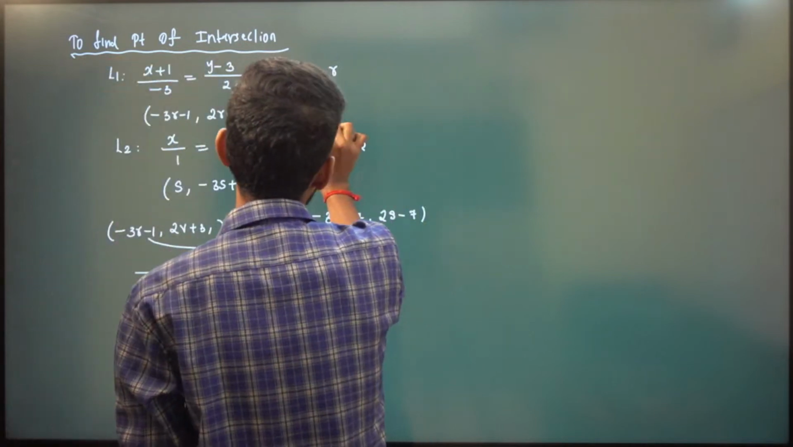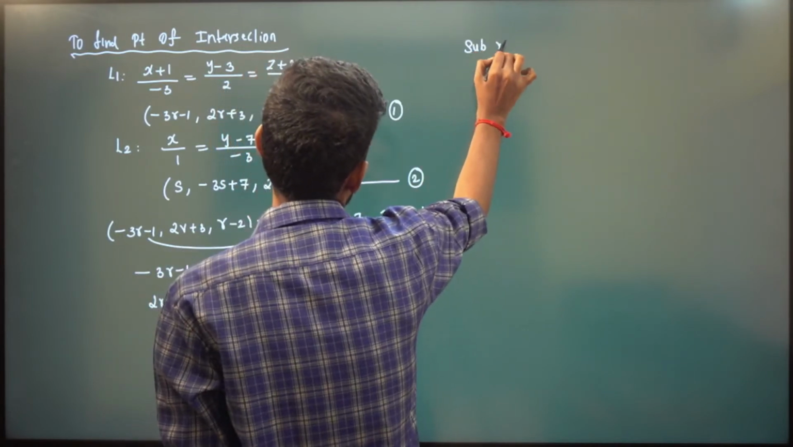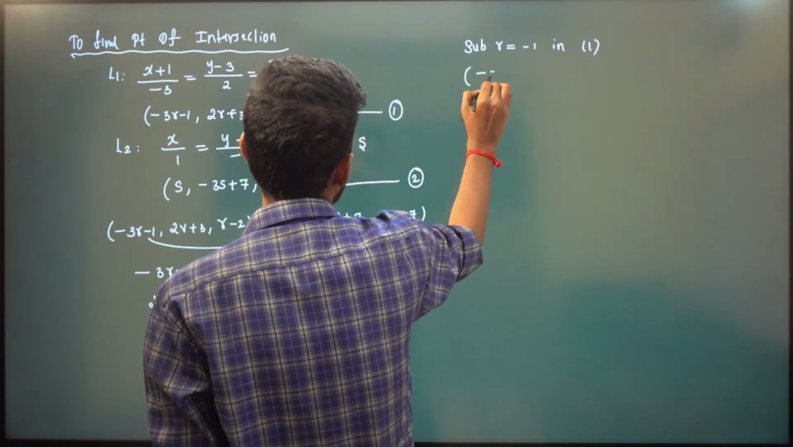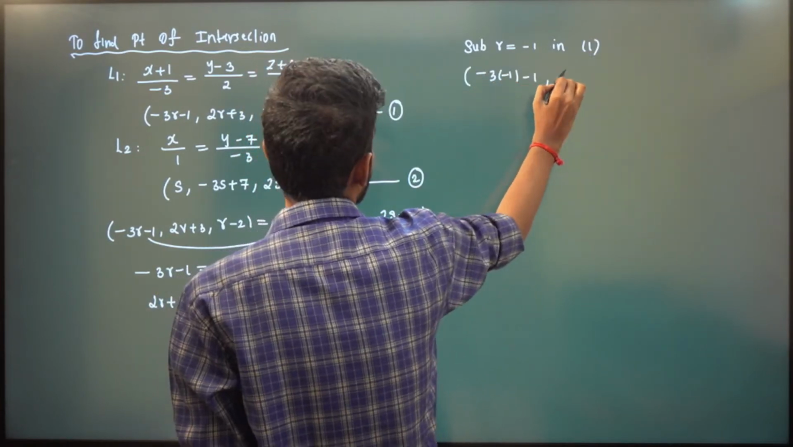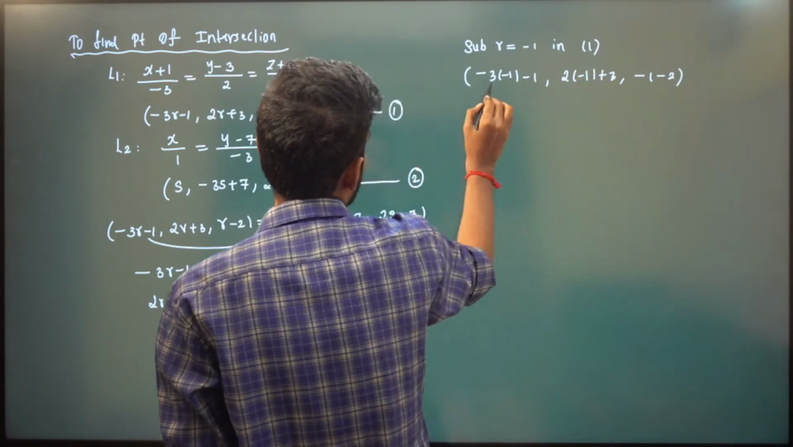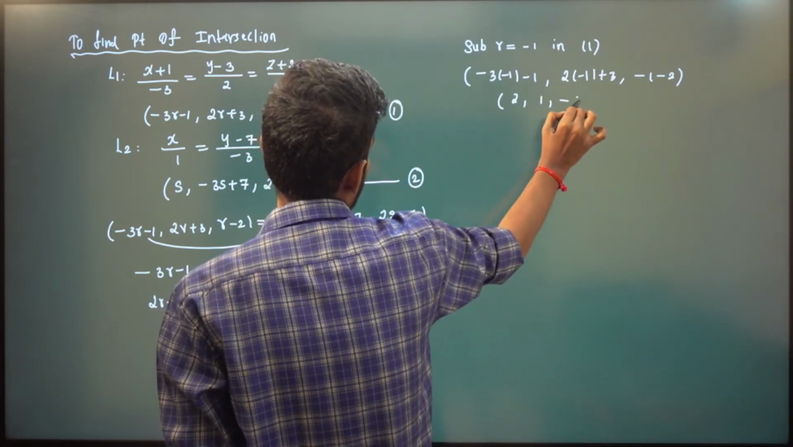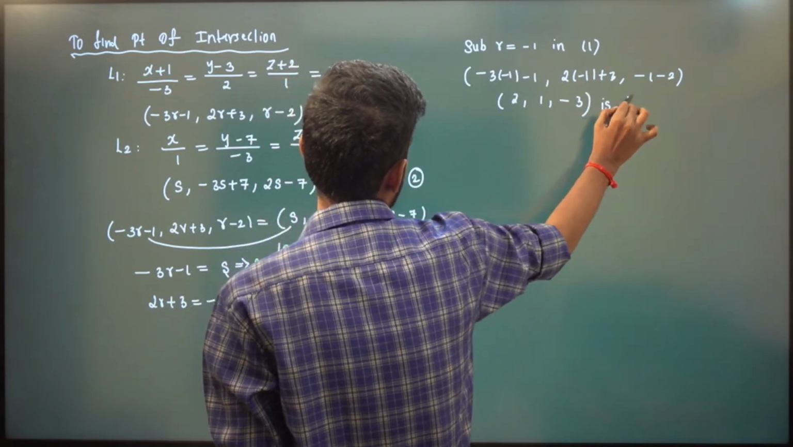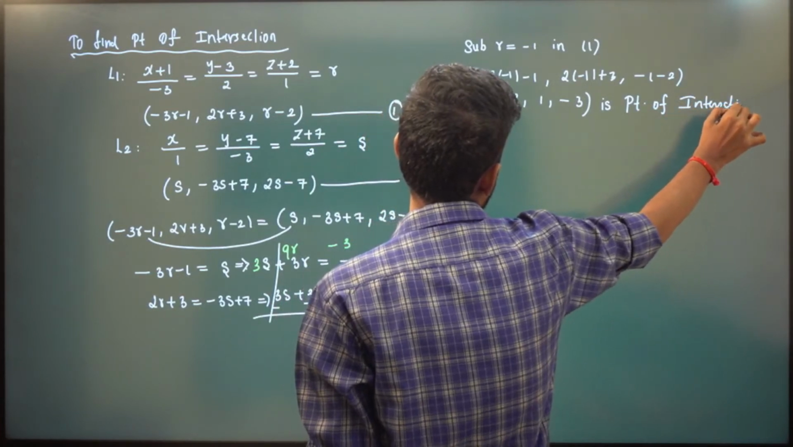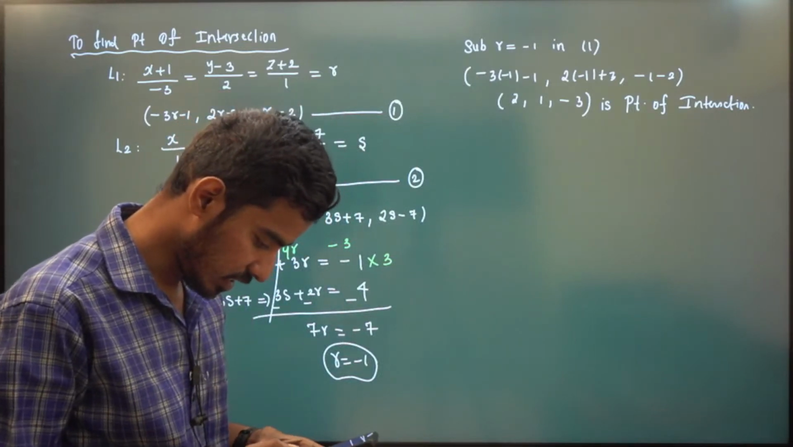So let us call this as 1, call this as 2. Substitute r is equal to minus 1 in 1. So x is minus 3 times minus 1 minus 1, y is 2r plus 3, z is r minus 2. So plus 3, 3 minus 1 is 2. Minus 2 plus 3 is 1. z will be minus 3. This is the point of intersection. Right, so (2, 1, minus 3) is the point of intersection.